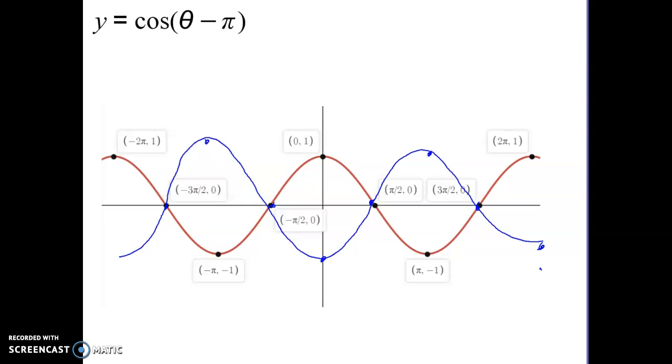So one thing I think is interesting here, if you look at the blue one that we just did, that is shifted pi radians to the right, it also just looks like we flipped the red one upside down. So both of those would have the same effect. Shifting it pi units to the right and flipping it upside down will end up looking the same.